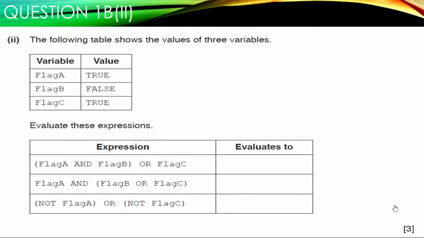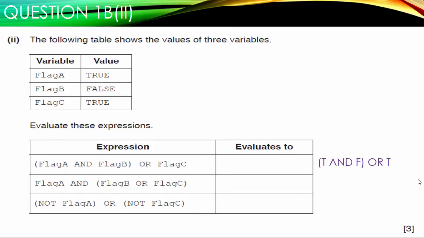2. The following table shows the values of 3 variables. These are your Boolean operands that you have here. We have and, we have a couple ors, and then we have some not. So we see flag A is true, flag B is false, flag C is true. This is worth 3 points, and if you have done any type of logic circuits or logic gates, this is going to be super, super easy to do, and an easy 3 points that you can get.